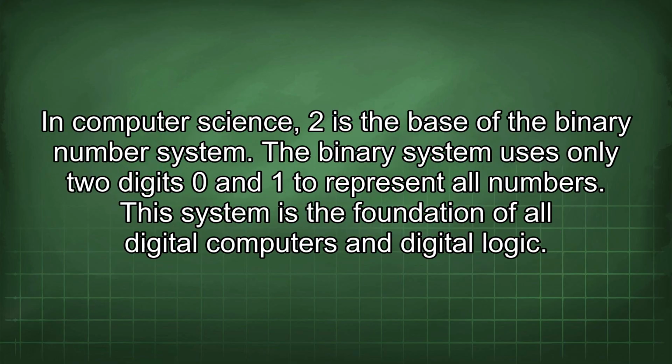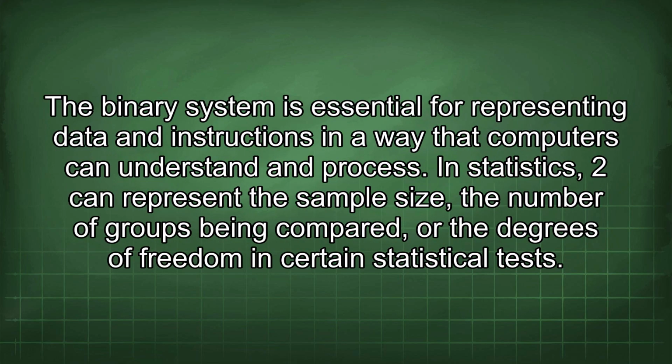In computer science, 2 is the base of the binary number system. The binary system uses only 2 digits, 0 and 1, to represent all numbers. This system is the foundation of all digital computers and digital logic. The binary system is essential for representing data and instructions in a way that computers can understand and process.